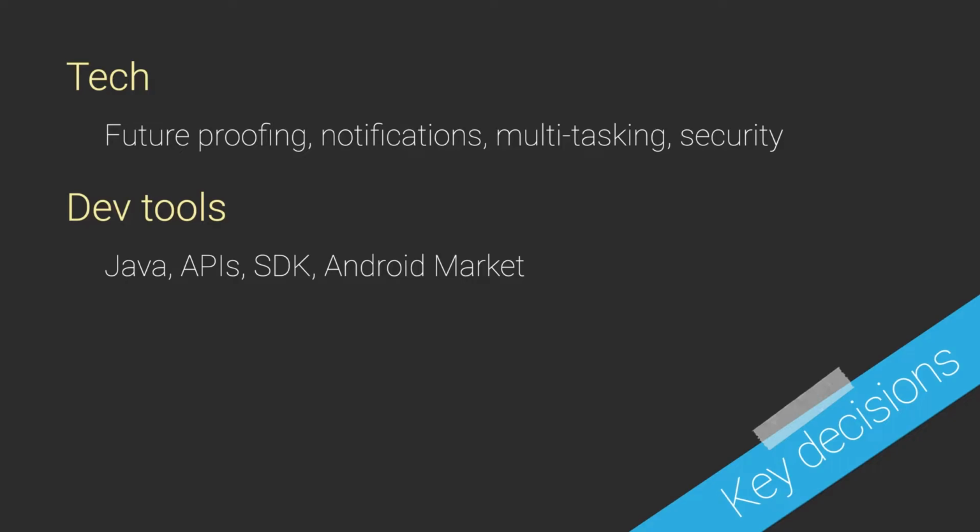The dev tools were also a huge part of making Android successful. So we mentioned the choice of the language. We used the Java programming language. There were millions of existing Java programmers. It was taught at universities and schools all around the world. It had well-known APIs, lots of documentation. And importantly, you got access to a lot of free tools.